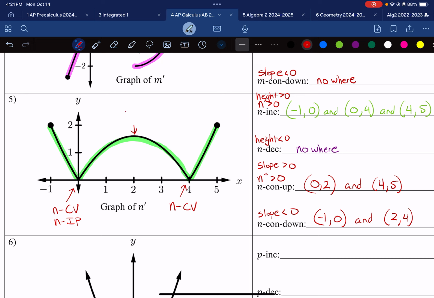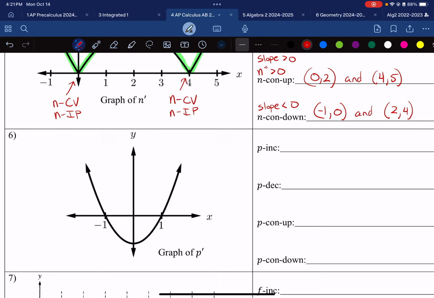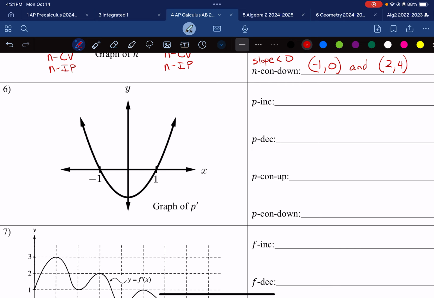This spot right here is an inflection point. Then I have negative slope, negative slope, negative slope, negative slope, positive slope. I change the type of slope. Therefore, this is an inflection point also at 4. Second last question, number 6.